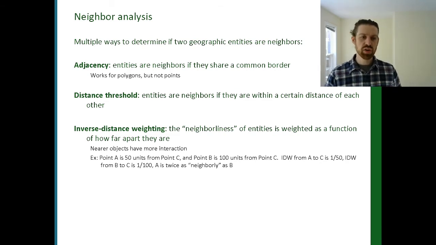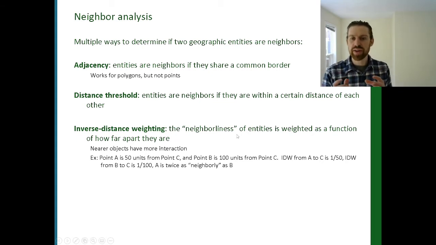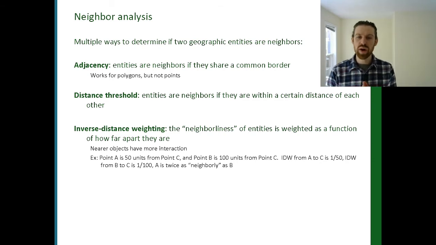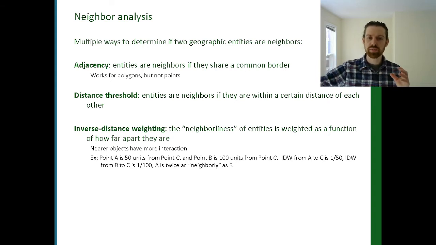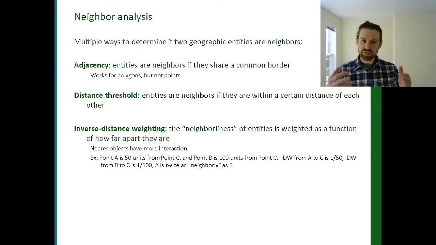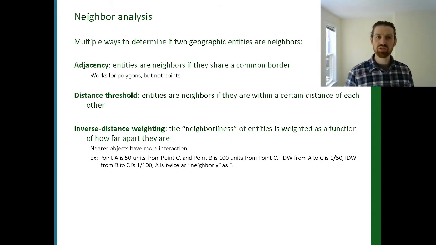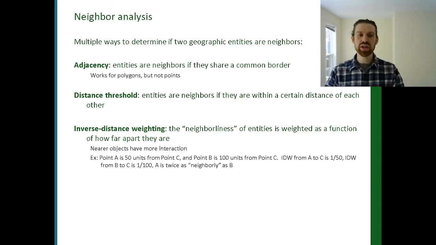And you can also use something called inverse distance weighting, okay? And that's basically where you consider whether entities are actually neighbours as a weighted function of their distance to each other, okay? So nearer objects are more likely to be neighbours. Further objects based on the distance are less likely to be neighbours, okay? So there's these different ways that we're able to categorise what we call neighbourliness here.